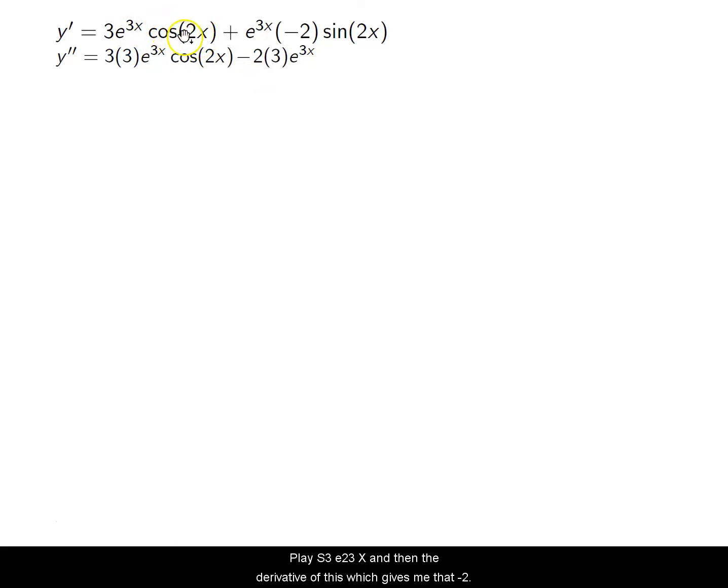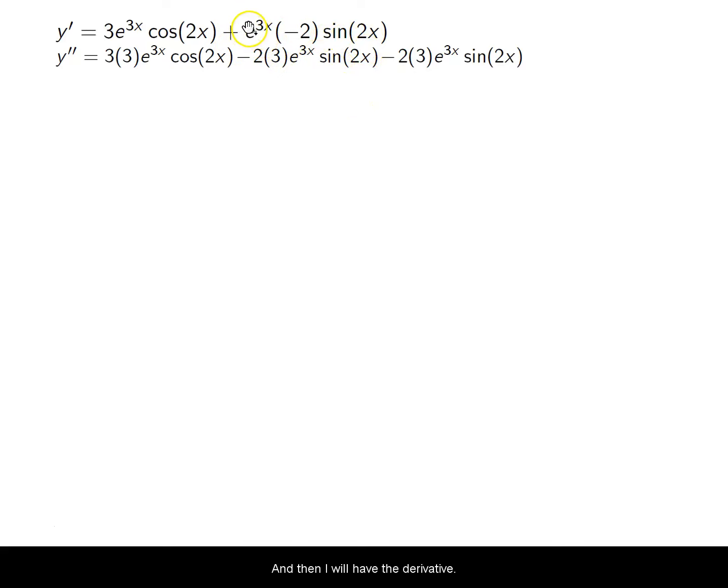And then the derivative of this gives me that negative 2, and the cosine turns into a sine of 2x. Then I do the same thing here. This will become negative 2 times 3e to the 3x times sine of 2x. And then I will have the derivative minus 2e to the 3x times the sine, which stays the same, so it does not change signs. So this turns into a cosine 2x.